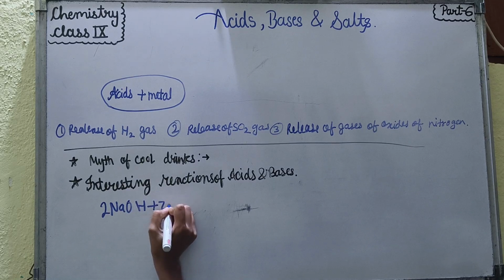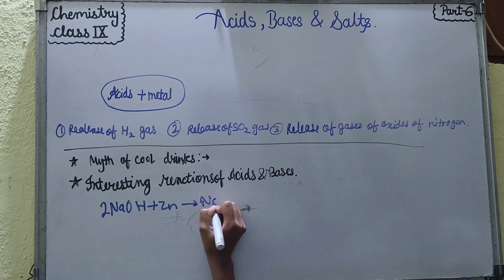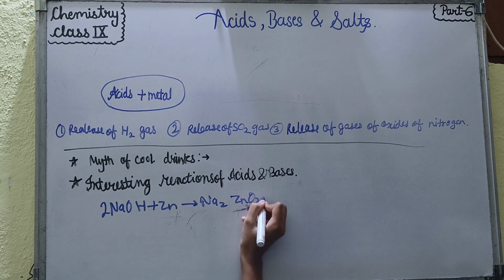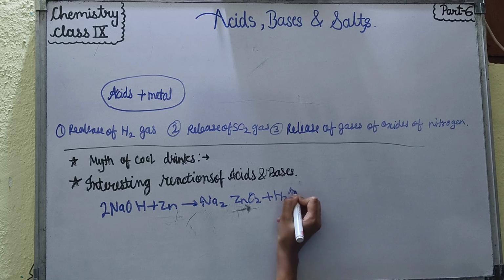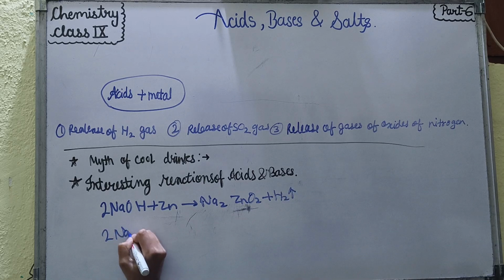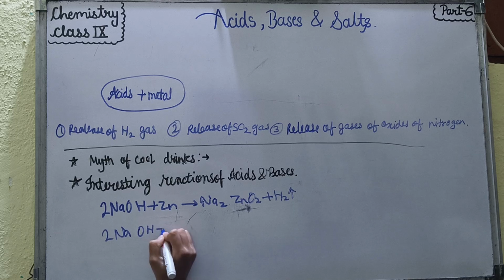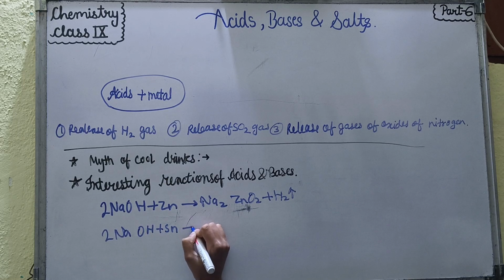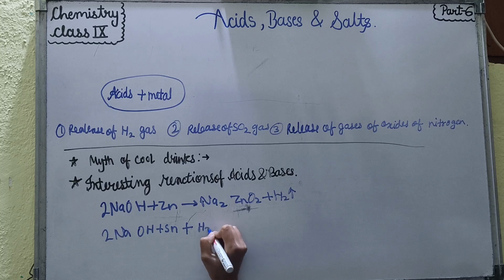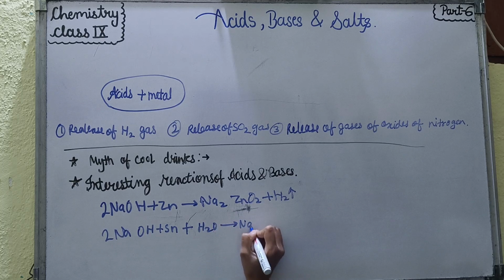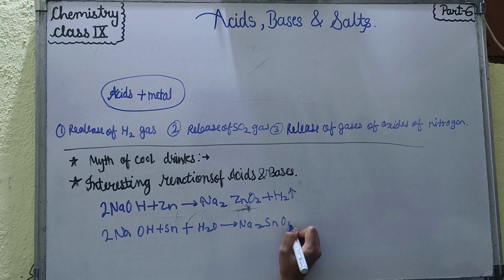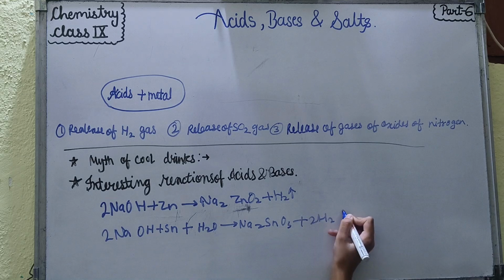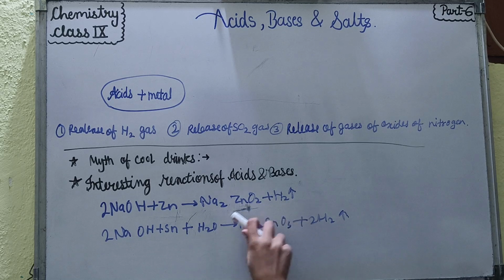2NaOH plus Zn gives Na2ZnO2 plus H2 gas. 2NaOH plus Sn plus H2O water gives Na2SnO3 plus 2H2. Yes. This is called sodium zincate and this is called sodium stannate.